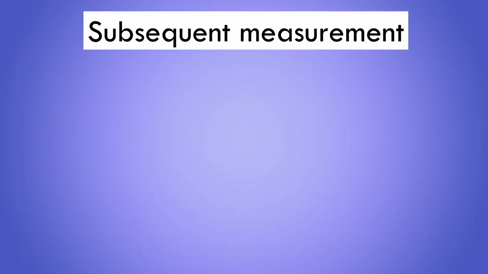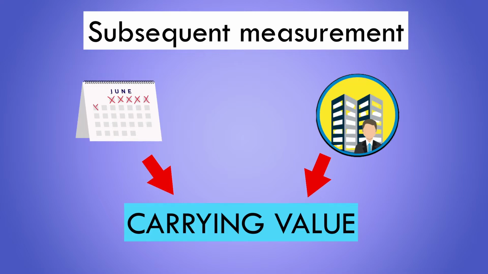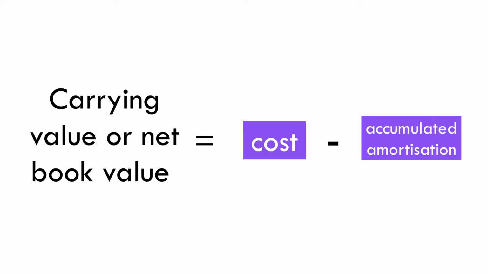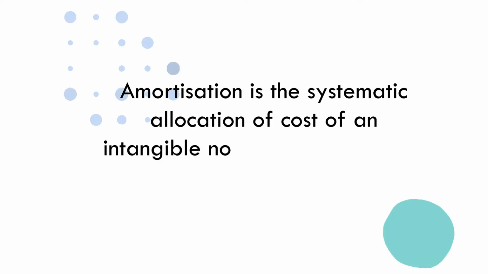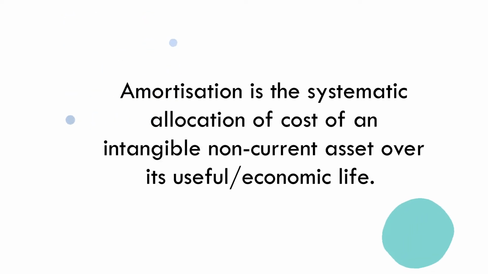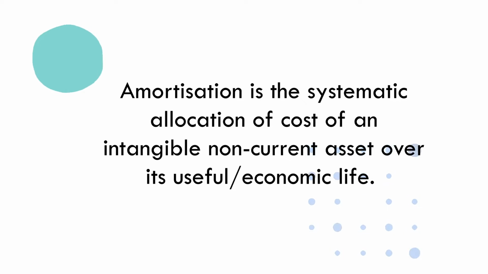Subsequent measurement. At the end of each year, the entity has to record the intangible assets at their book values or carrying values. Carrying value in this case is calculated by deducting accumulated amortization from the cost. Amortization is a systematic allocation of cost of an intangible non-current asset over its useful or economic life.